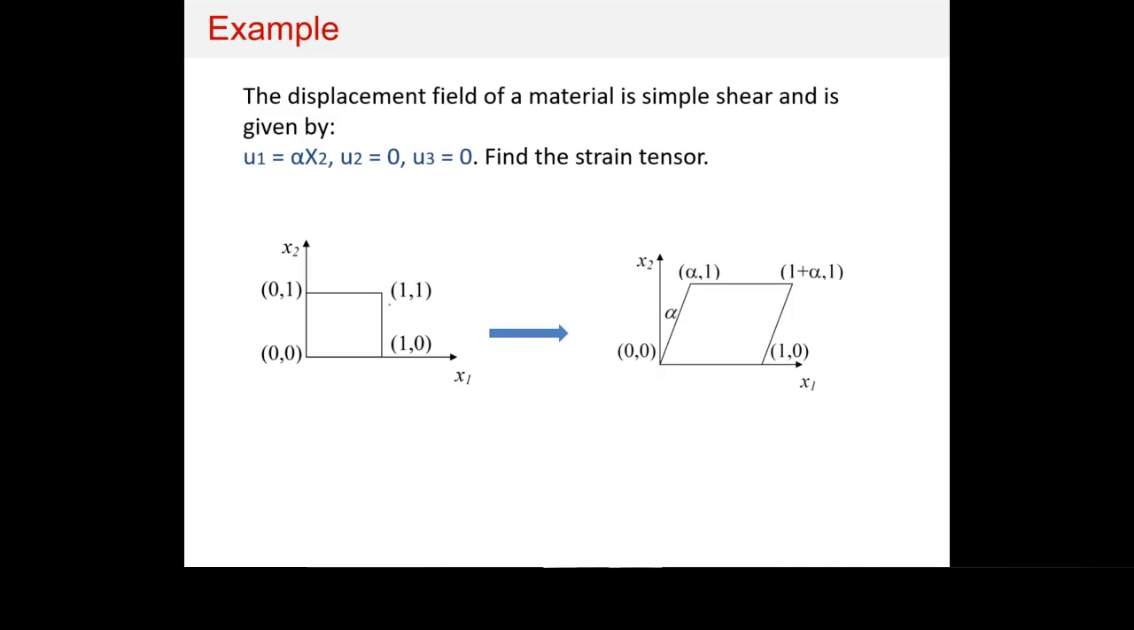So I want you now to solve the second example yourself. This is the displacement vector: U1 is equal to alpha x2, U2 is equal to 0, and U3 is equal to 0. I want you first of all to draw the new configuration. I mean, this is the new configuration, but I want you to try and draw it yourself. And then we are going to discuss what sort of components you expect, and then we are going to find the strain tensor. So please, first of all, try to draw the new configuration.